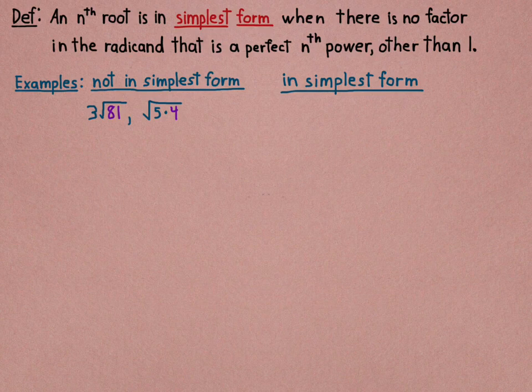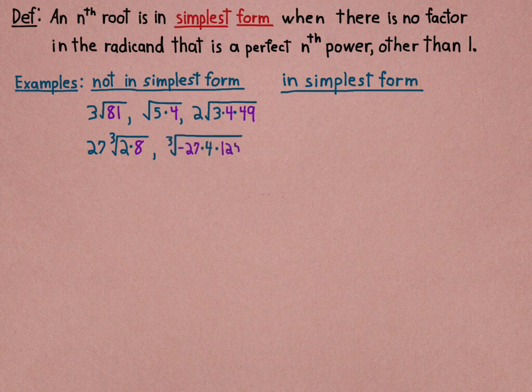So the 4 is the problem there, the thing that should be simplified. The square root of 2 times 3 times 4 times 49: both the 4 and the 49 are perfect squares, so that's not in simplest form. The cube root of 27 times 2 times 8: 8 is a perfect cube, and this is a cube root, so that's not simplified.